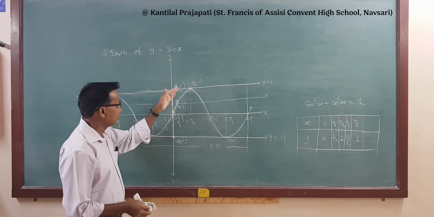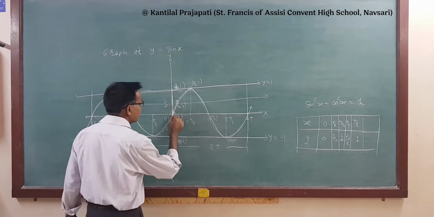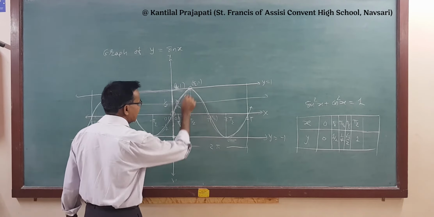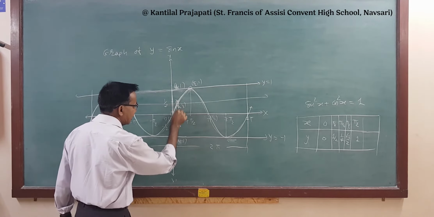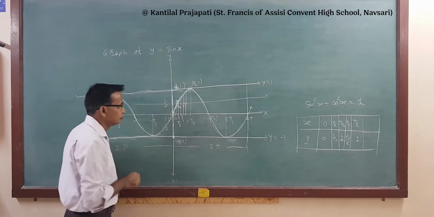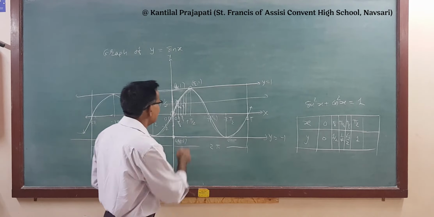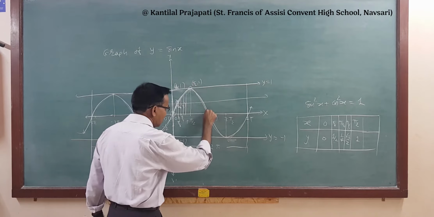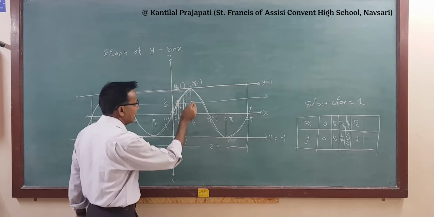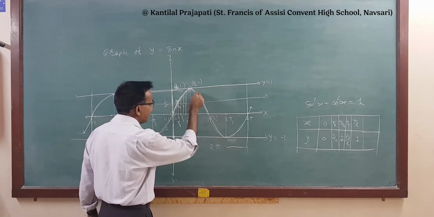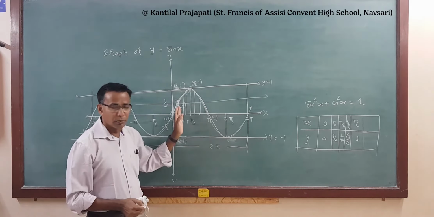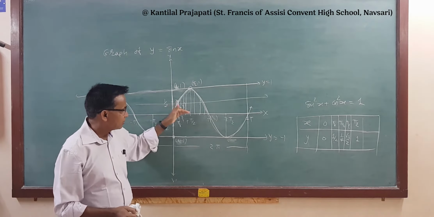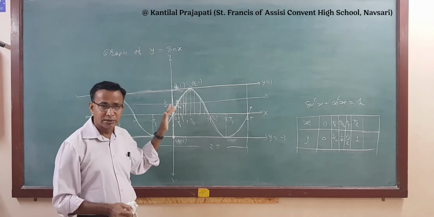We also discussed the increasing and decreasing behavior. In 0 to pi by 2, the shape of the graph is like this, and therefore it is increasing. See, the value of x is increased and the value of y is also increased. In pi by 2 to pi, the graph goes from top to bottom, and therefore the sine function is decreasing. The value of x is increased, but the value of y decreases. In this way we find the properties of the sine function, y is equal to sin x.